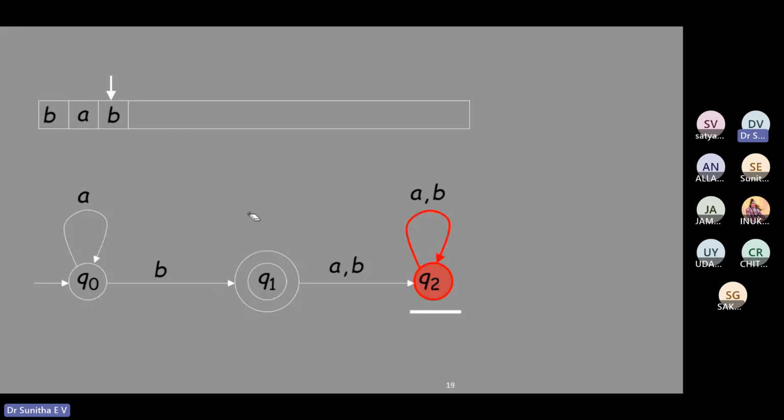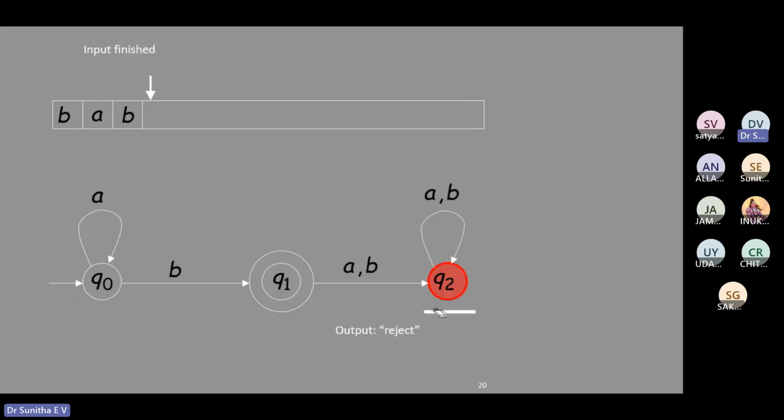Then we read the next character B. We are in Q2 and the input is B, so it will take the self loop. After reading BAB, all three characters, the machine is in Q2. Then we try to read the next character, but there are no more characters in the string, so we have reached the end of the string. Which state is the machine in? The machine is in Q2, and Q2 is not a final state. That means this input BAB is rejected, because after reading the last character in the string, the machine is not in the final state.